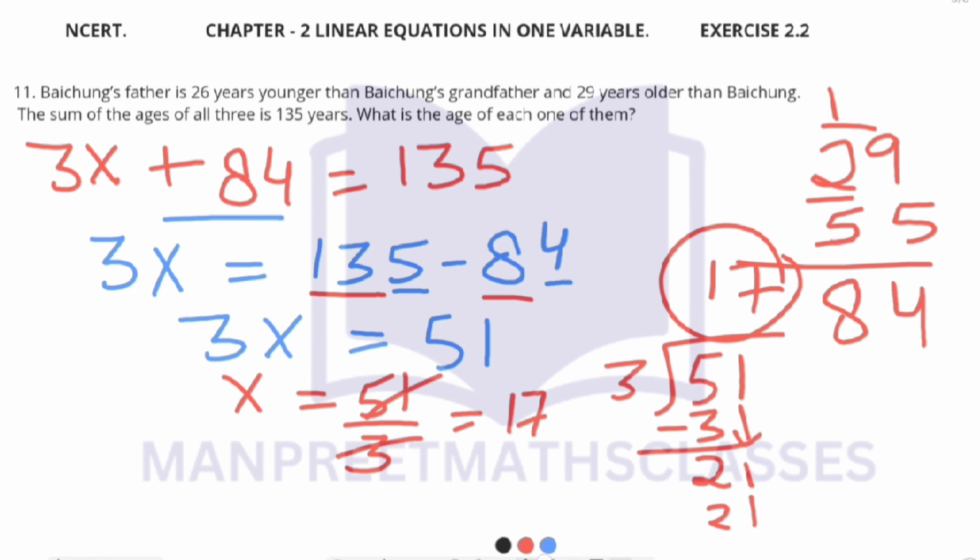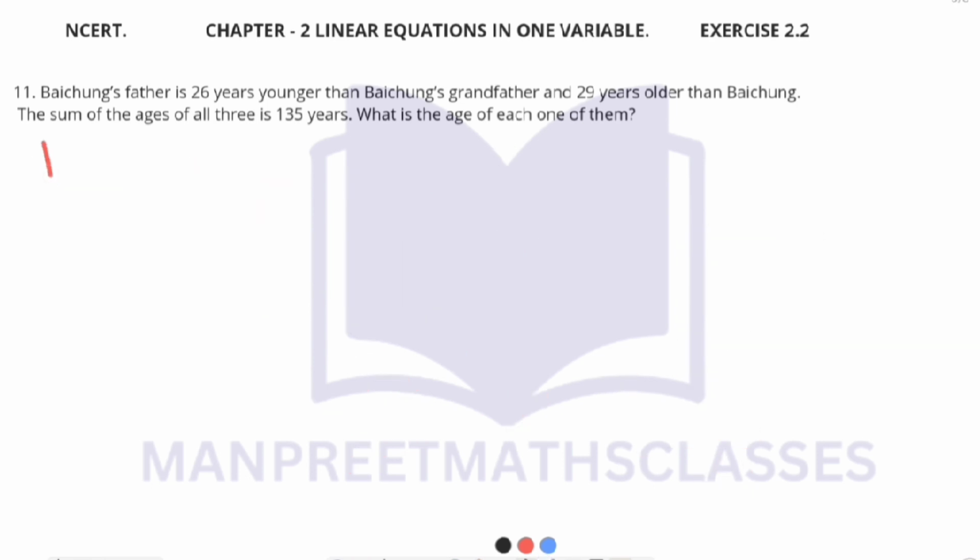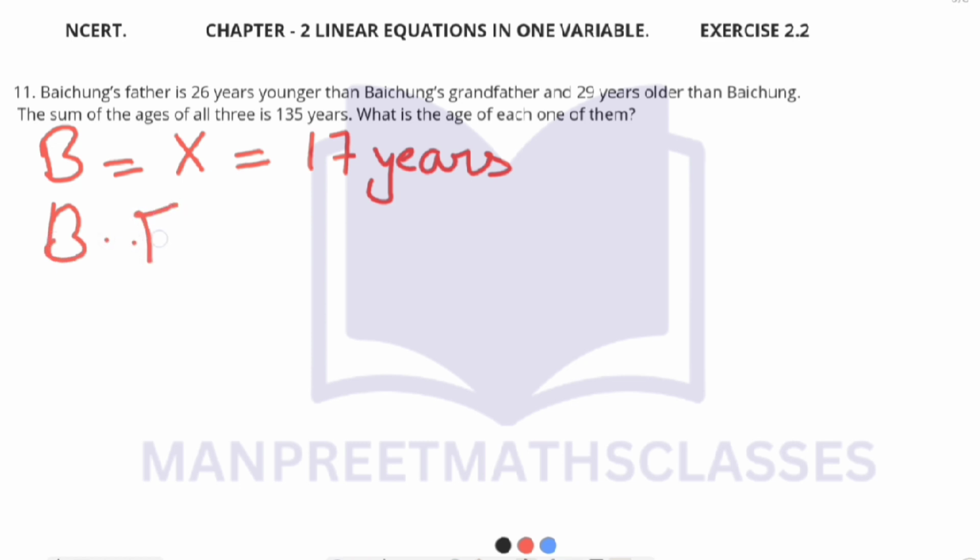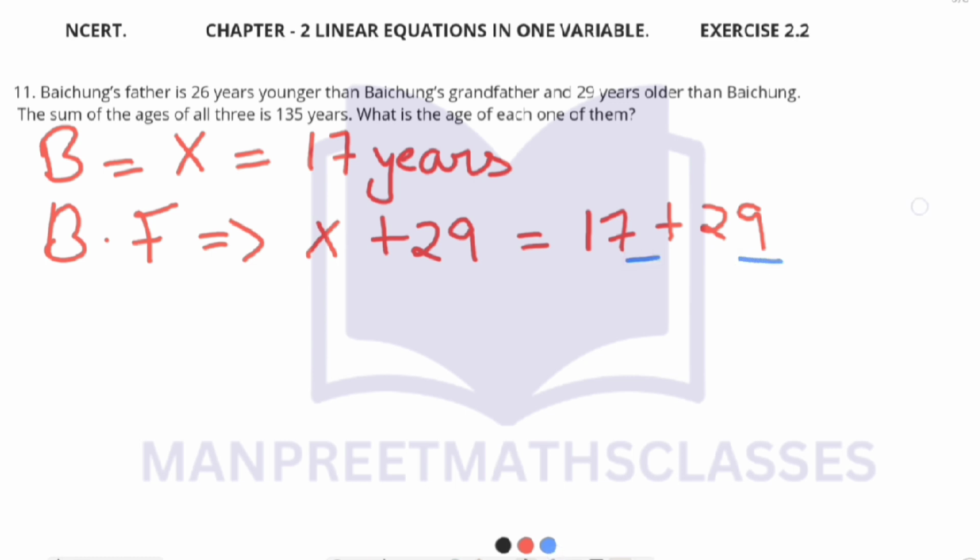Now we'll calculate the age of his father and his grandfather. So Baichung's age is x, which we supposed, and we got the value of x is 17 years. Next we need to find the age of Baichung's father. So Baichung's father's age was x plus 29, means 17 plus 29. So add them. 9 plus 7, 16. 6, 1 carry. 2, 3 and 4, 46 years. This is the age of Baichung's father.